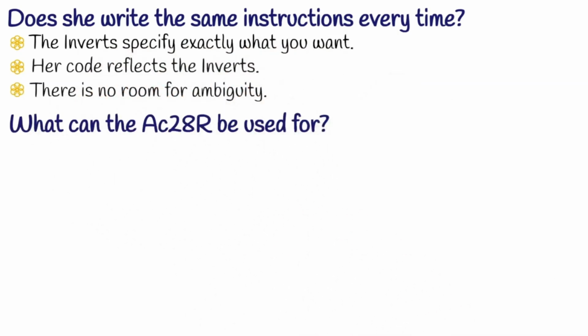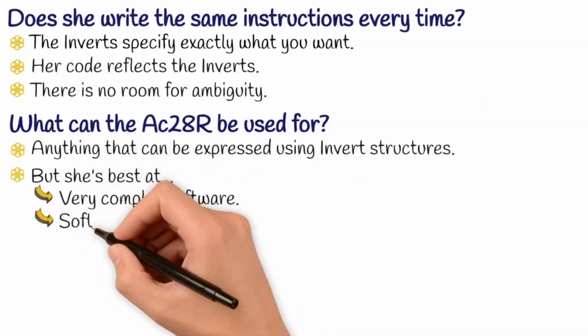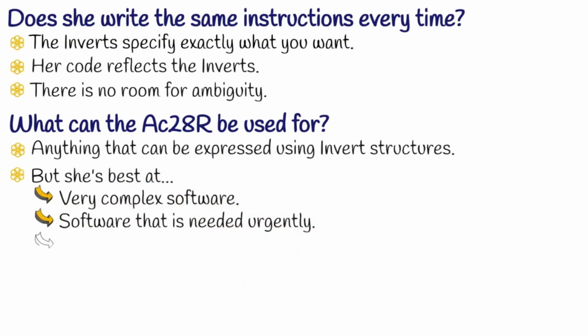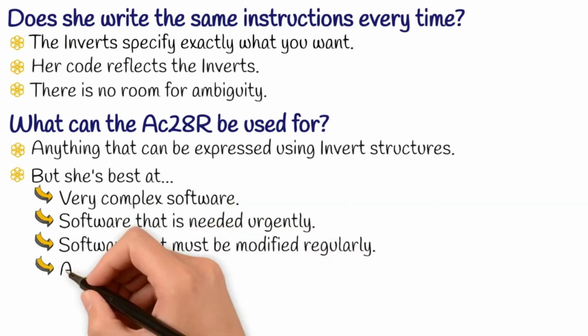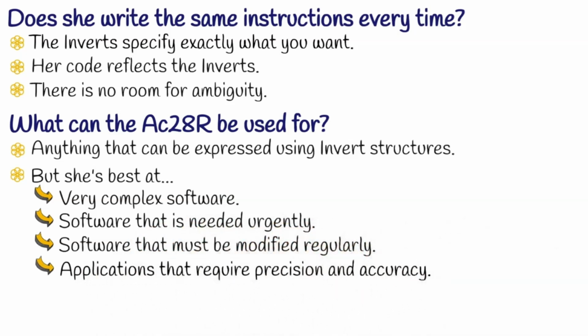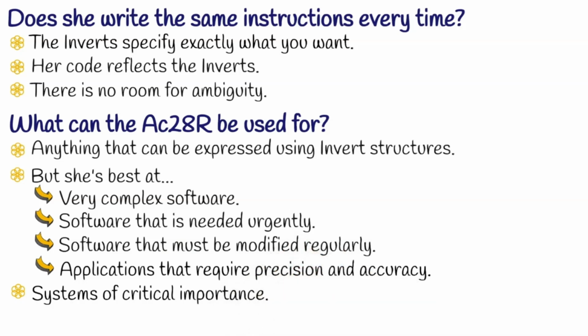What can the actuator be used for? The actuator can write code for anything that can be expressed as a combination of inverts, no matter how complex and large. She really comes into her own with software that 1 is very complex, 2 must be developed in a hurry, 3 is subject to regular modification, perhaps due to product iteration, regulatory change or modelling, or 4 requires precise, accurate specifications, such as financial applications. Because of her transparency and robustness, she is ideally suited for systems of critical importance, for which a crash would have catastrophic consequences.